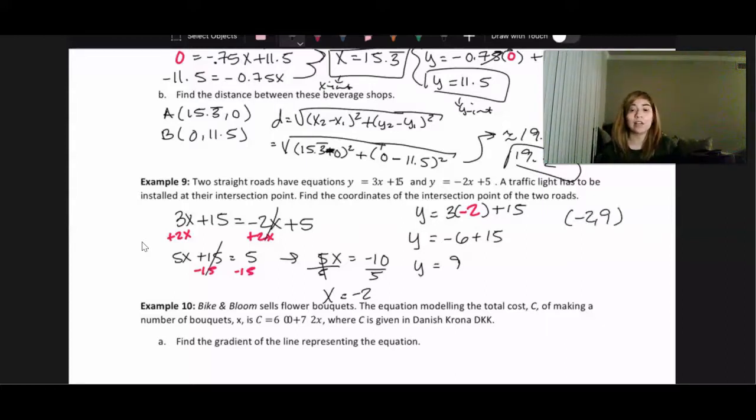Which makes sense. If you had used the other one, you would have had negative 2 times negative 2, which is positive 4. 4 plus 5 is 9, so you still get the y coordinate 9. So once again, it doesn't matter which equation you use, they'll still give you the same y coordinate, which makes sense because it's the intersection. They share a point. They have the same x coordinate and the same y coordinate. So that's my answer.